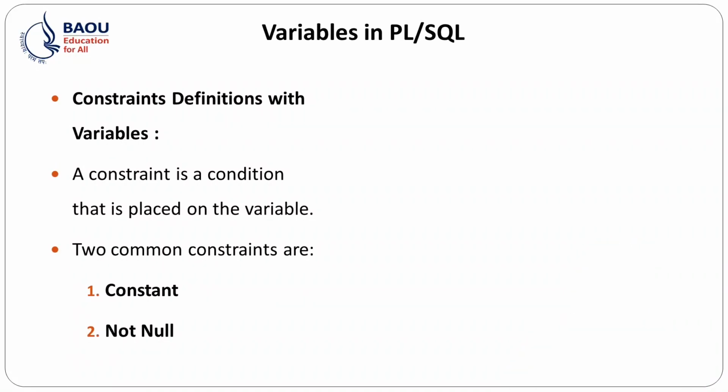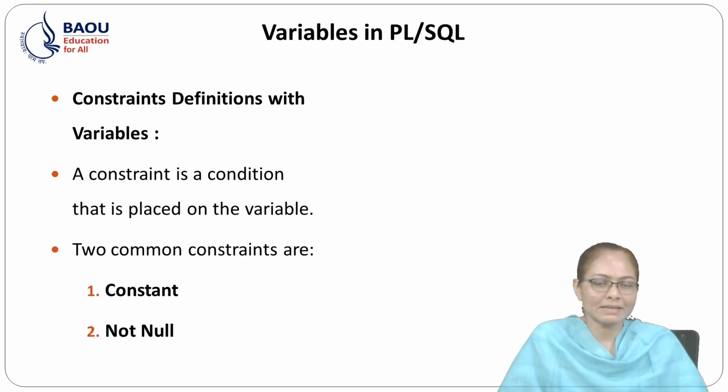And the second one is not null. It means the variable contains a compulsory value. The not null constraint will cause the Oracle to ensure the variable always contains a value. If a statement attempts to assign a null value to the variable, an error will occur. See in the example how to define the not null constraint.